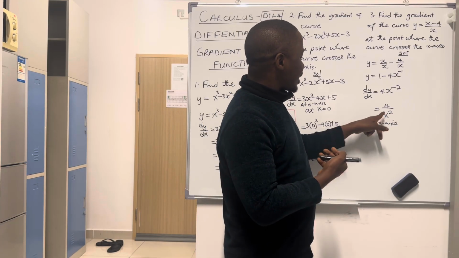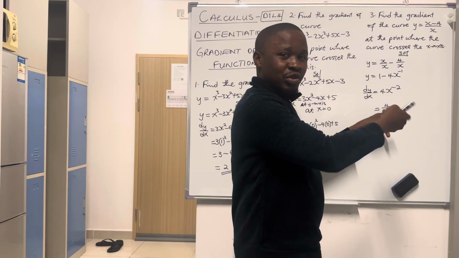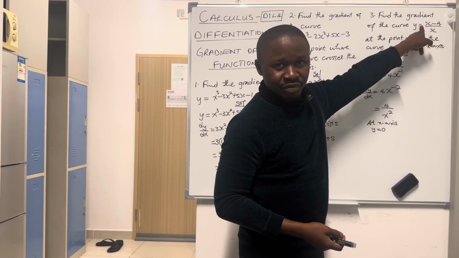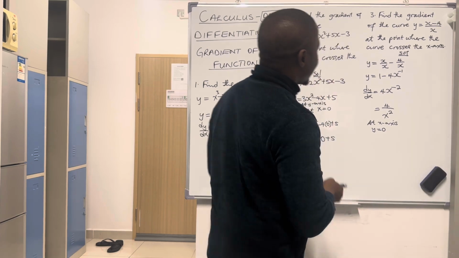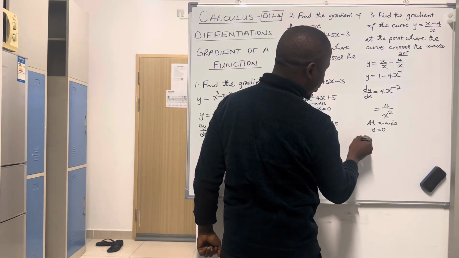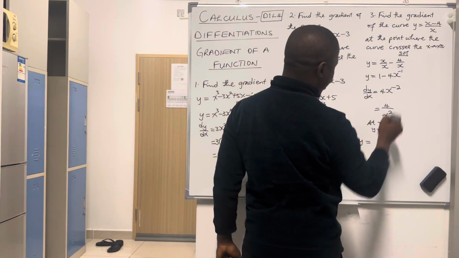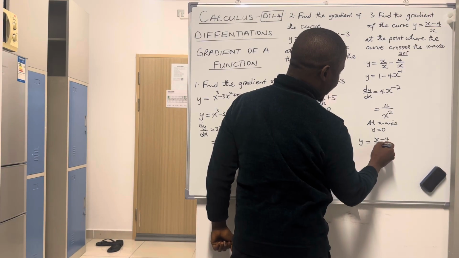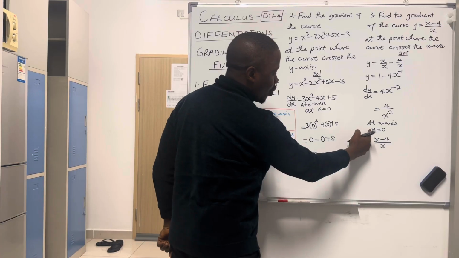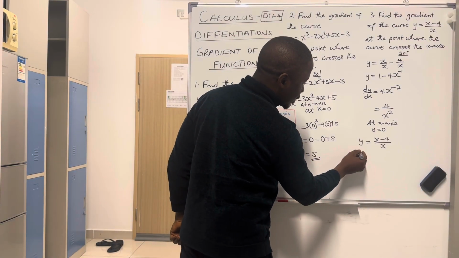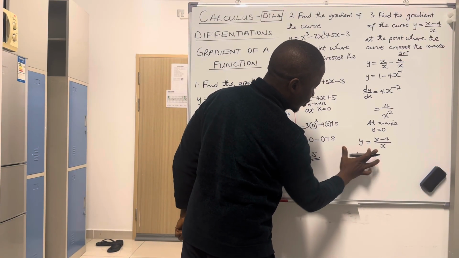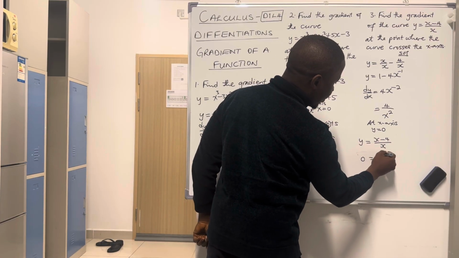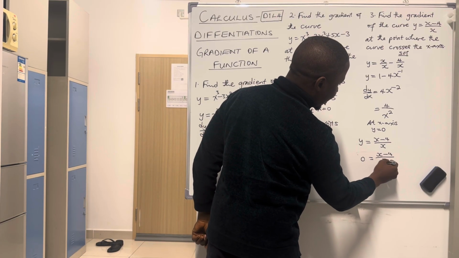So here, the gradient function contains x, and this is y equal to 0. So we need an x value that we can use to substitute. So what do we do? We go to the function that is given. So we say y equal to x minus 4 over x. But y is 0, so x minus 4 over x equals 0.